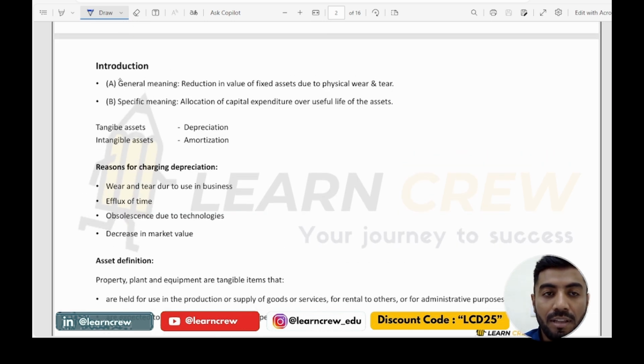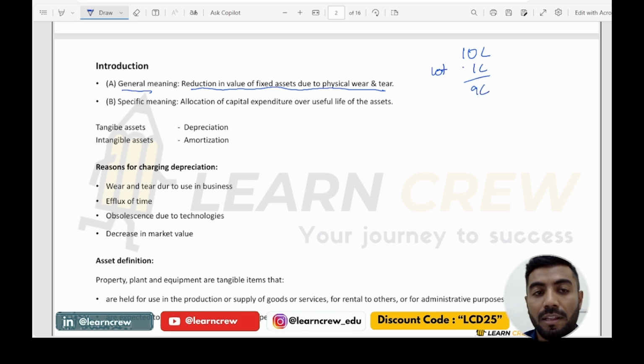Introduction to depreciation and amortization. We'll look at the general meaning. What is the meaning of depreciation? Depreciation is nothing but reduction in the value of a fixed asset due to physical wear and tear. Say for example, the fixed asset value is 10 lakh. Every year we'll be depreciating it by say 10%, which will be 1 lakh. Okay. Balance will be 9 lakh. So this is a reduction in value of a fixed asset due to physical wear and tear.